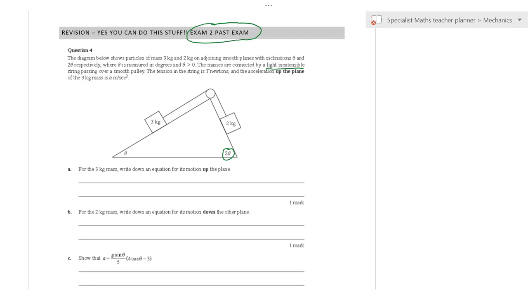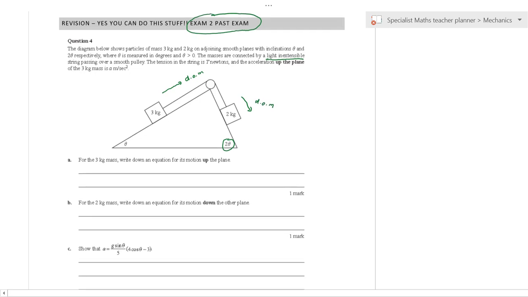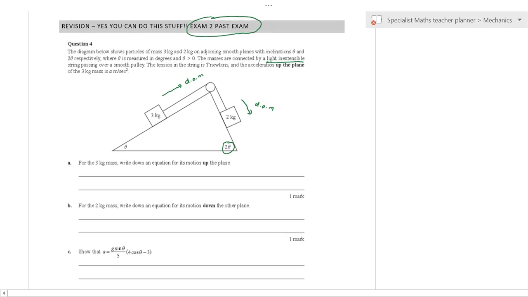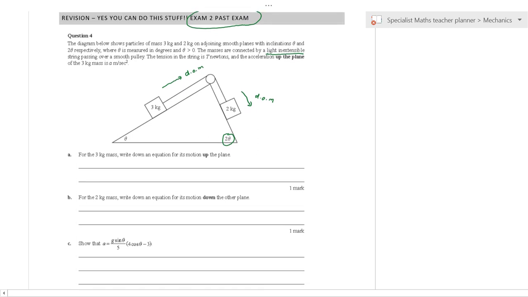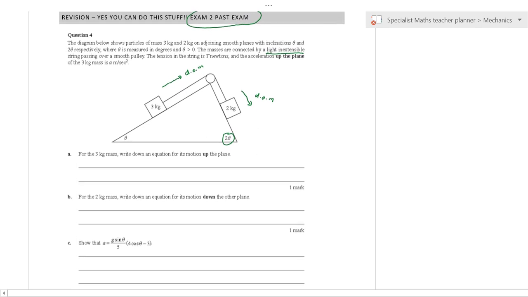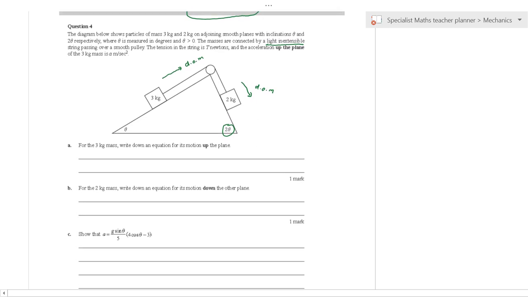You've got to use what they've said, and the acceleration up the plane of the 3 kilogram mass. So we write the direction of motion, okay? If that's going up the plane, it's an acceleration up the plane of the 3 kilogram mass of A meters per second squared. For the 3 kilogram mass, write down the equation for its motion up the plane.